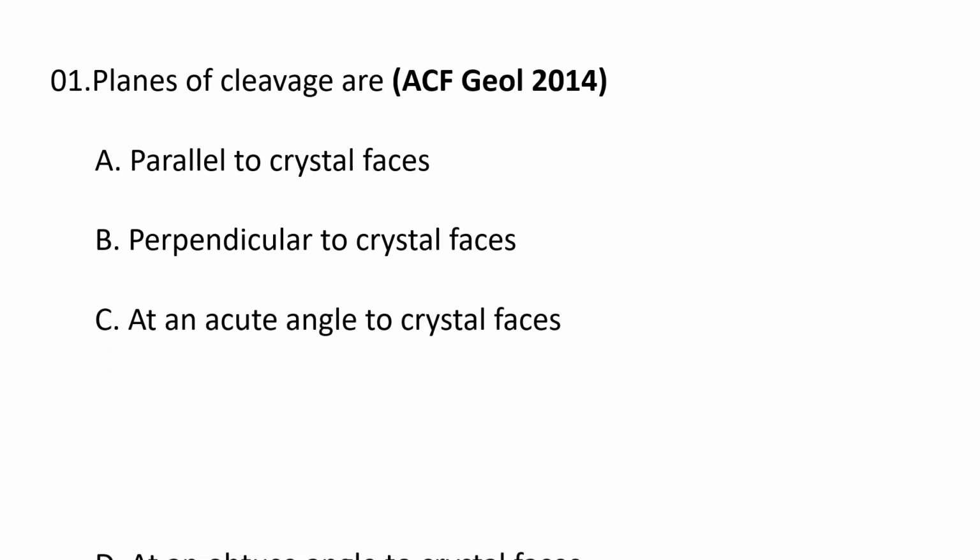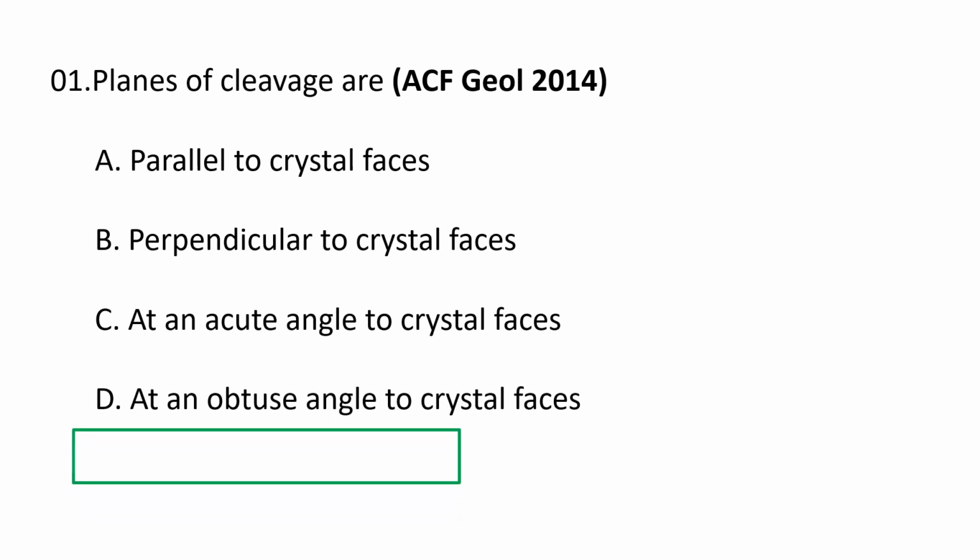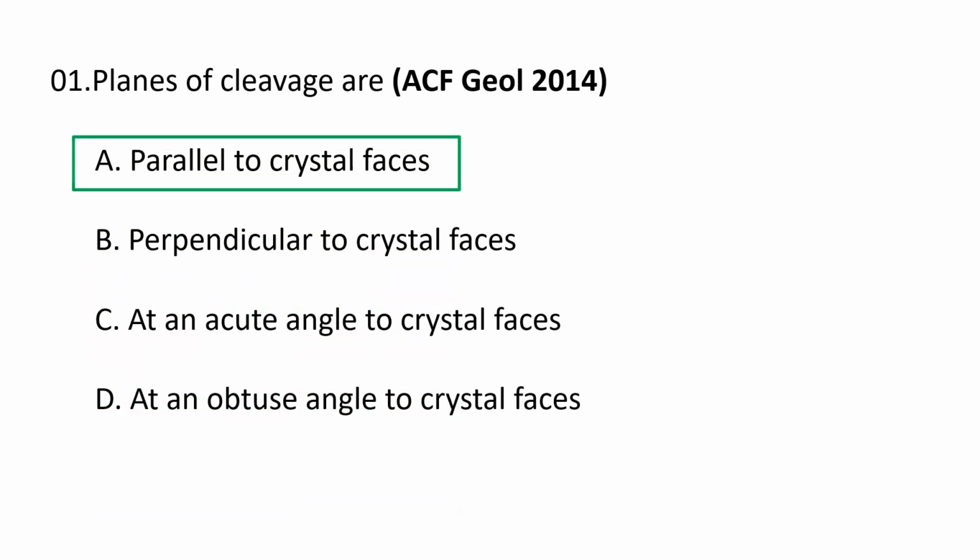Coming to the first question, planes of cleavage are A. Parallel to crystal faces. B. Perpendicular to crystal faces. C. At an acute angle to crystal faces. D. At an obtuse angle to crystal faces. So, planes of cleavage are parallel to crystal faces. The cleavage planes which occur within a crystal are not the same as the crystal faces, and cleavage arises when the crystal structure contains repeated parallel planes of weakness. So, planes of cleavage are parallel to the crystal faces.